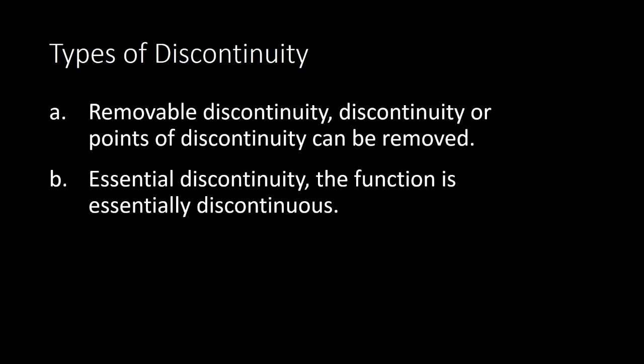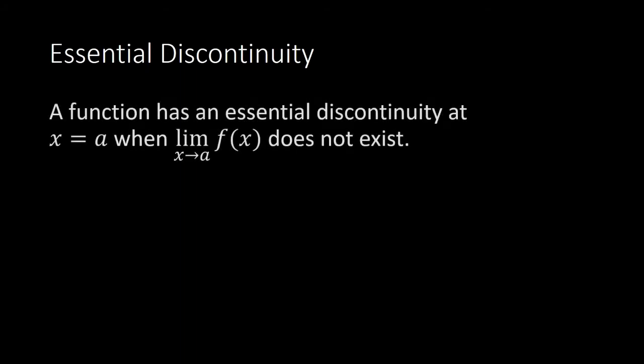An essential discontinuity is a function where the limit does not exist as x approaches a. So basically what it is telling you is that there is nothing that you can do about the point of discontinuity. It is essential, it will remain discontinuous at that point. So a function has an essential discontinuity at a point x is equal to a when the limit of your function as x approaches a does not exist.